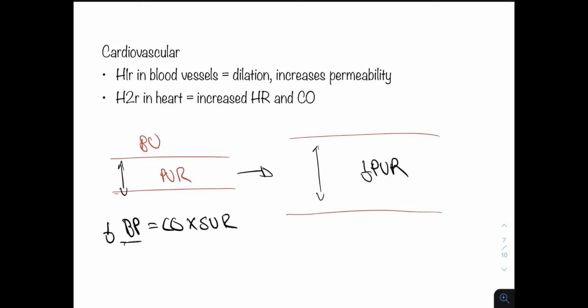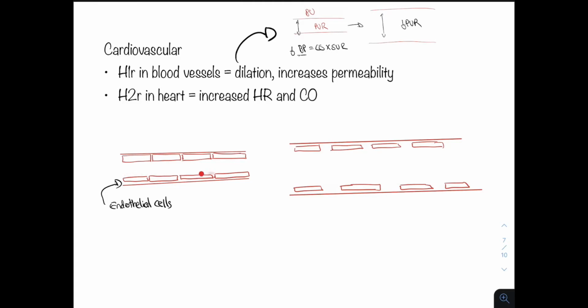The other way is via increased permeability. So let's take a look at that. Remember that blood vessels are lined by endothelial cells and that these cells are held tightly together by adherent junctions. Now, binding of histamine to the histamine 1 receptor increases the permeability of the blood vessels. So what we have here is that fluid can leak out of the blood vessels into the extravascular space. So this here shows that we have increased dilation as well as increased permeability of the blood vessel.